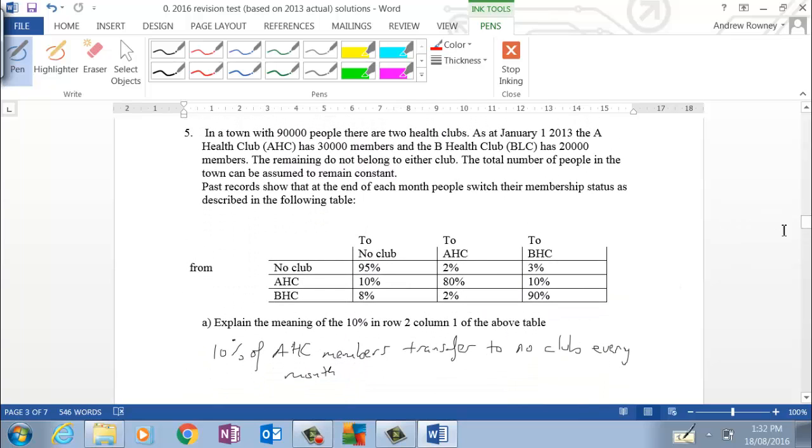Question 5 is a transition matrix. So this is from this month to this month. People transfer from health clubs. So explain the meaning of the 10%, this one here. That means that in a month's time, 10% of Club A members will actually become no club members.